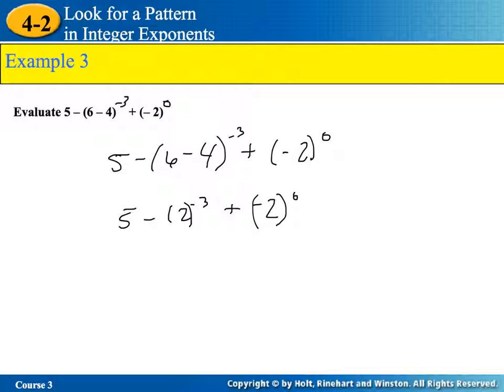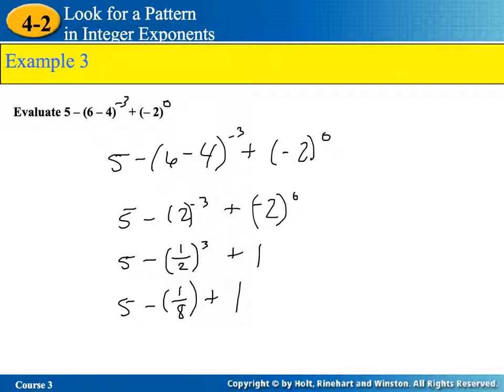Evaluate my exponents. I now have 5 minus, what is 2 to the negative third? Remember, that is 1 over 2 to the third power, plus negative 2 to the 0 is the same thing as 1. Any number to the 0 power is 1 except for 0. Okay, so now we have 5 minus 1/8 plus 1.